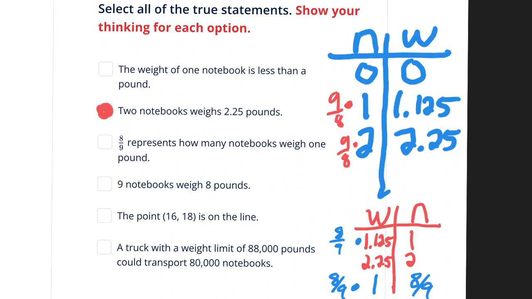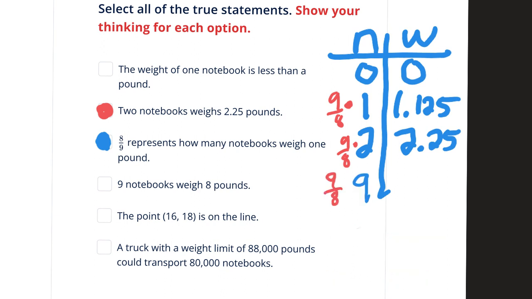If I change it or flip it, I'm going to use the reciprocal. So 8/9 multiplied to this does give me back to 1. And 8/9 multiplied to this gets me to 2. So if I do 8/9 multiplied to 1, I get 8/9. And let's go back. 8/9 represents how many notebooks weigh 1 pound. So 1 pound will give me 8/9 of a notebook. So I'm going to say yes to this one.